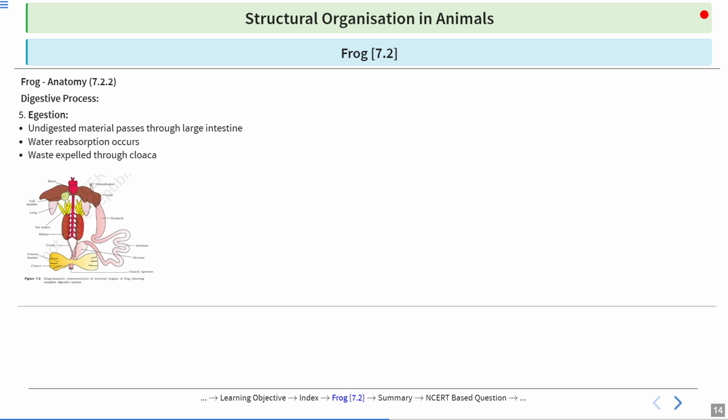So this is again one of the features that you see very different from the human. In humans, the undigested food material is taken out from the anus. The second opening, that is called anus. But here it is called cloaca.